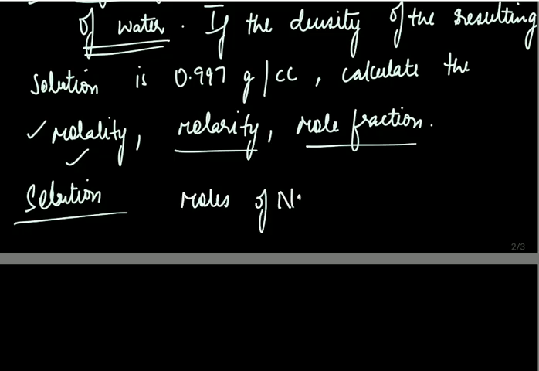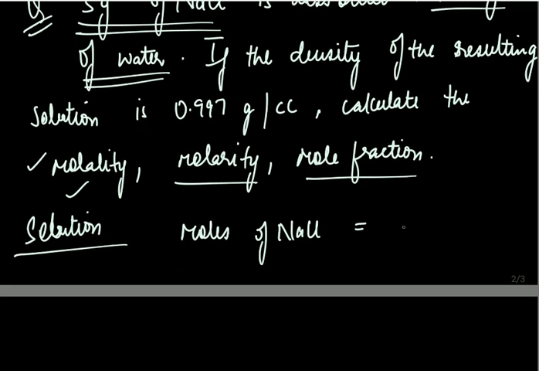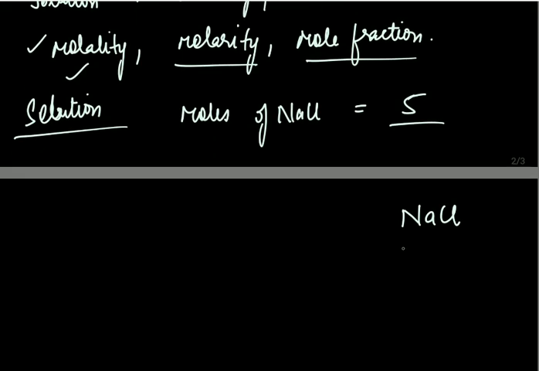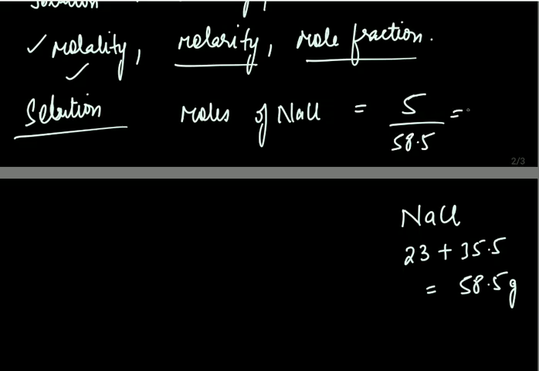So moles of NaCl if we need to calculate. Given weight is 5 gram, and for NaCl, if you already remember it pretty well, fine, if you don't then you can calculate. So for sodium chloride, sodium mass is 23 and chlorine is 35.5. If you add it up, you will get 58.5, right? So this is gram molecular mass, I'm taking grams only. So 5 grams divided by 58.5. If you calculate, this will be 0.085. So up to 3 decimals or 2 decimals you can take.